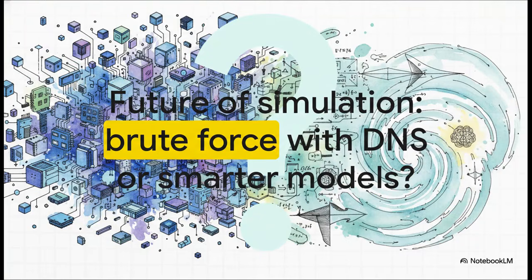And that leaves us with a really fascinating question for the future. As our computers get exponentially more powerful, are we eventually just going to brute force every problem with perfect DNS simulations? Or is the future of engineering not really about more power, but about developing smarter, more elegant models that help us outsmart the chaos of turbulence?